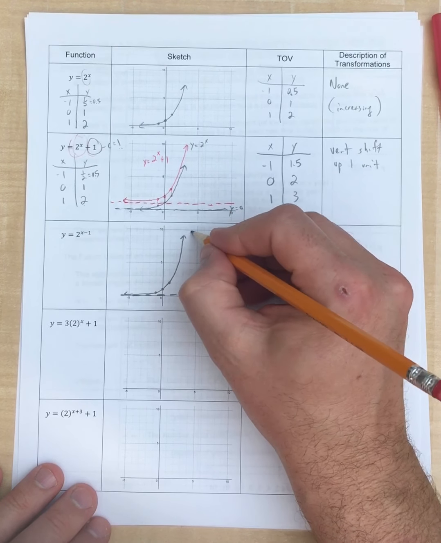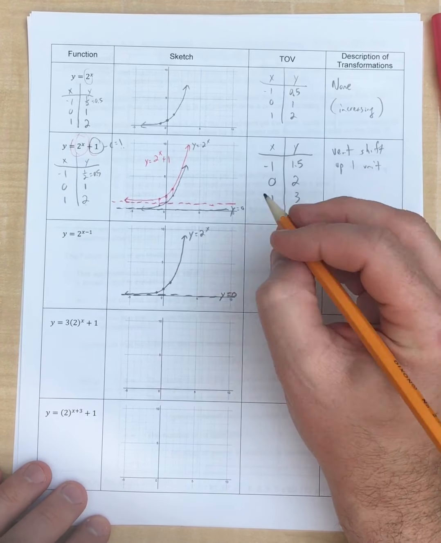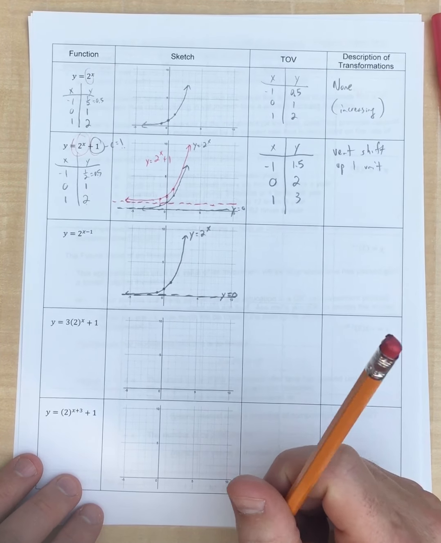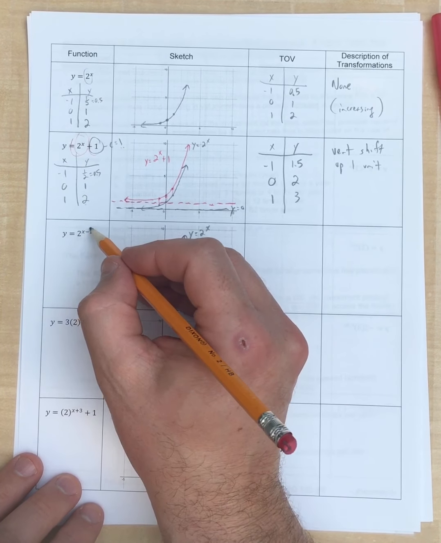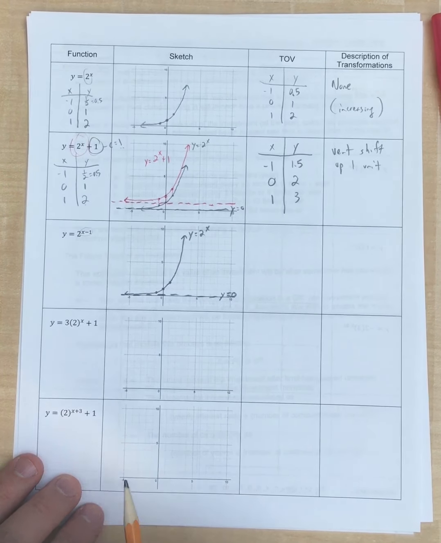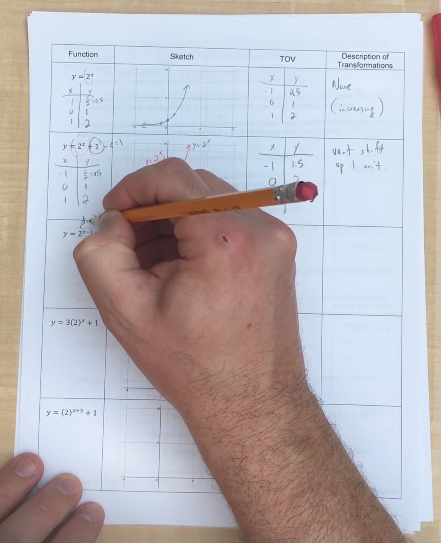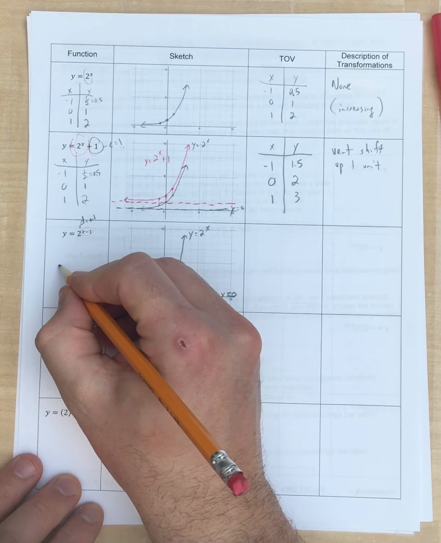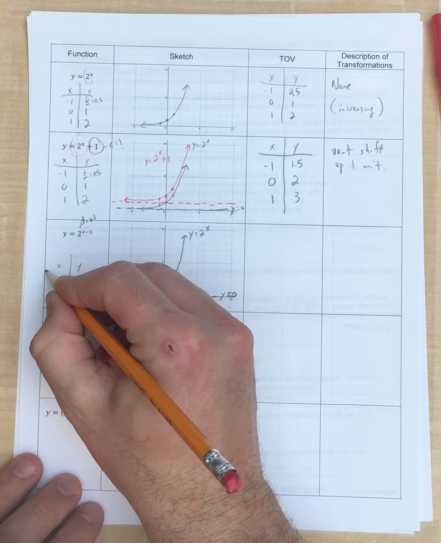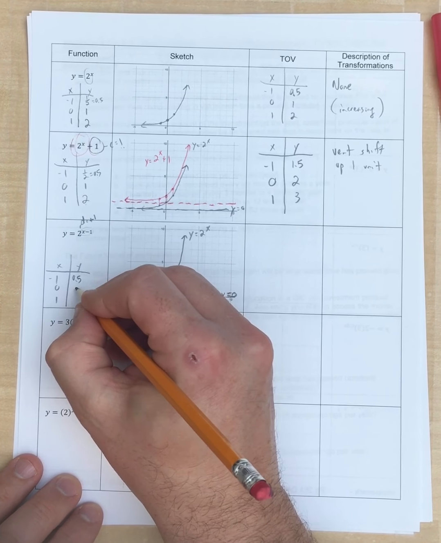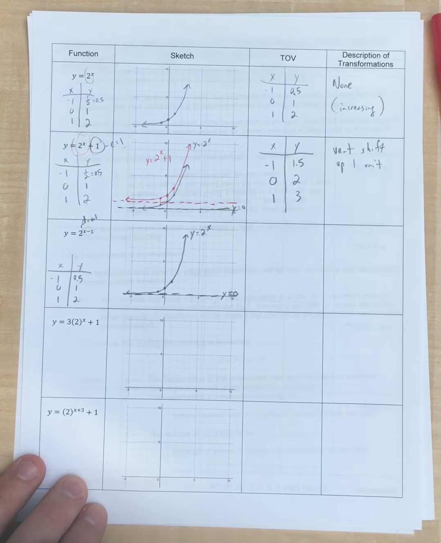Okay? So this is y is equal to 2 to the x. And then if y is equal to 2 to the x minus 1, now what does that look like? Well, notice that it's up in the exponent. So that's actually a d value of plus 1. So that means I take my normal table of values, negative 1, 0, 1, 0.5, 1, 2.